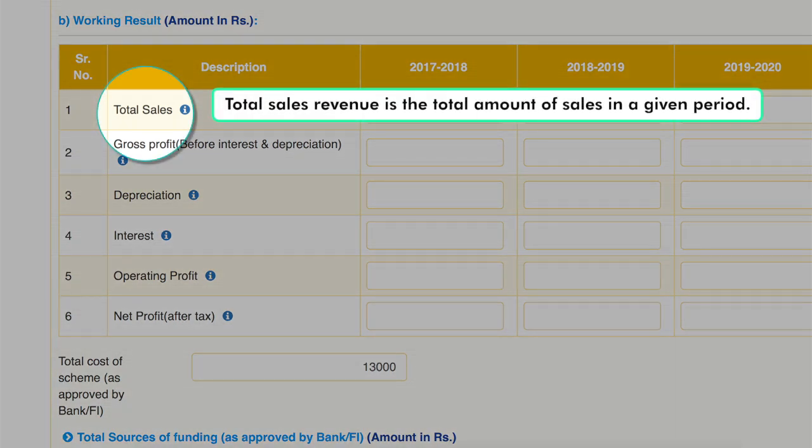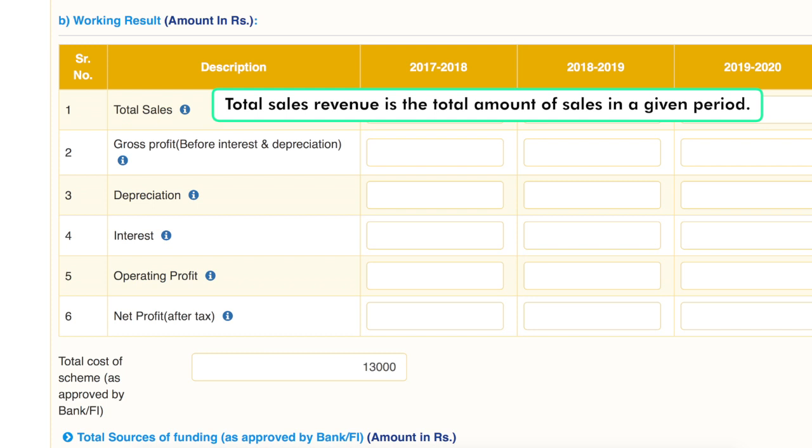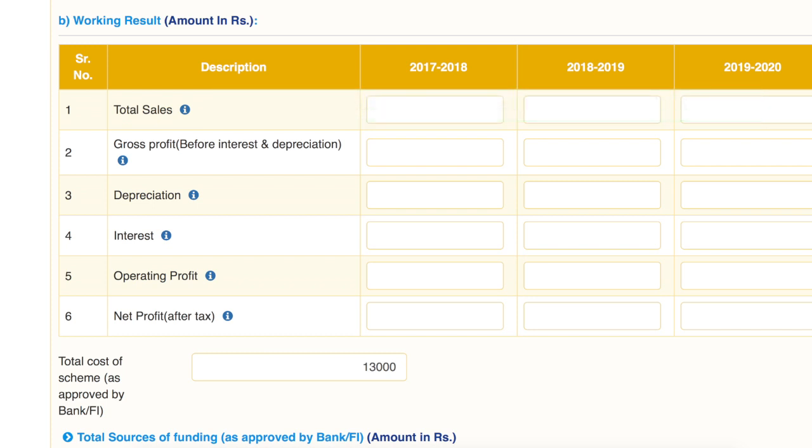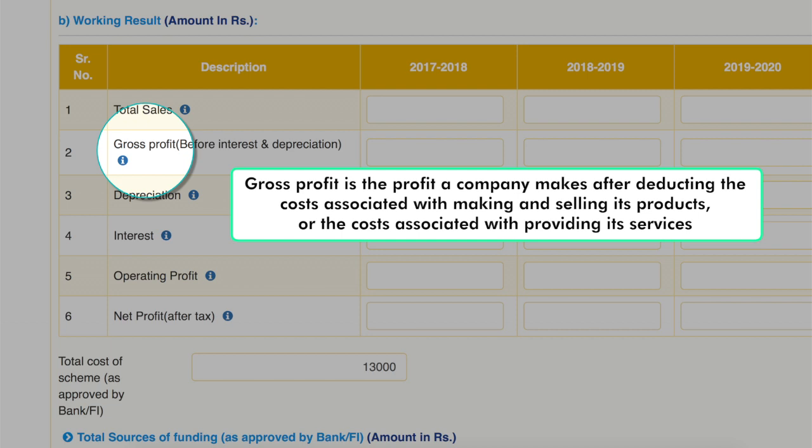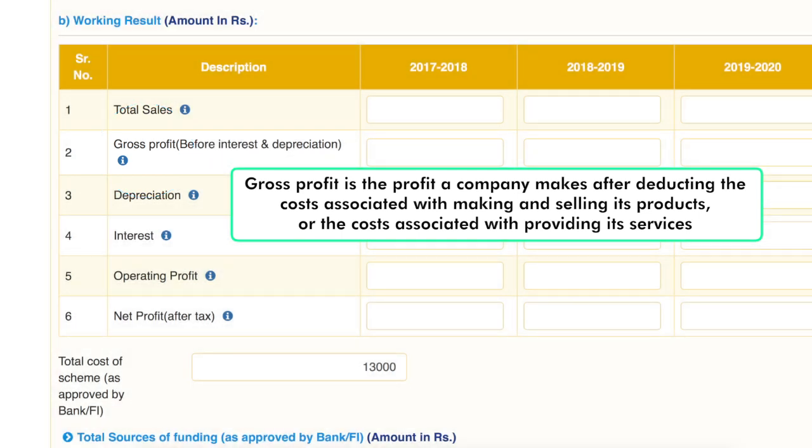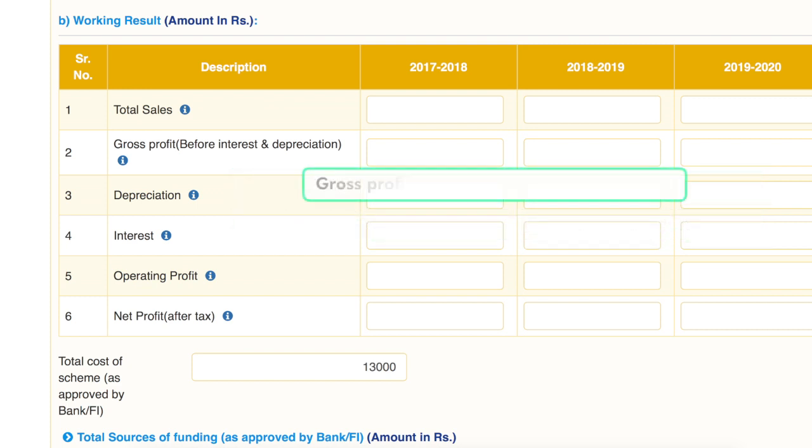Total sales revenue, sometimes called gross sales, is the total amount of sales in a given period. Gross profit is the profit a company makes after deducting the costs associated with making and selling its products, or the costs associated with providing its services. Gross profit is equal to revenue minus cost of goods sold.